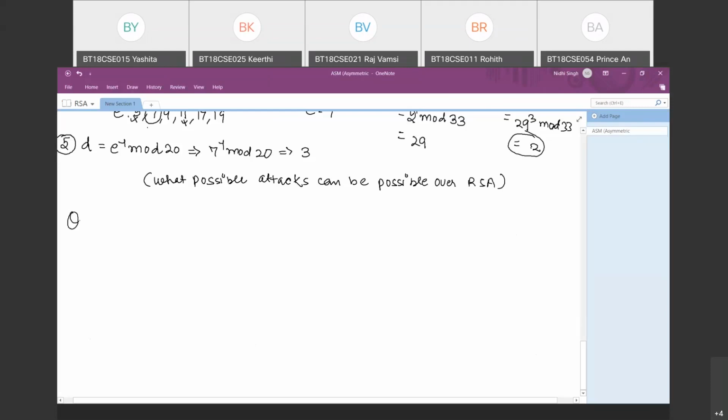Now come towards the second topic, that is called quadratic congruence. The first was linear congruence, second was prime congruence. Now the topic is quadratic congruence. Quadratic congruence is used to solve this type of equation having the square value.